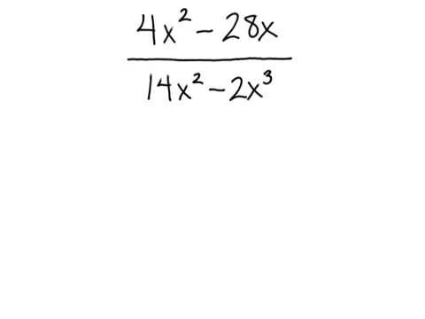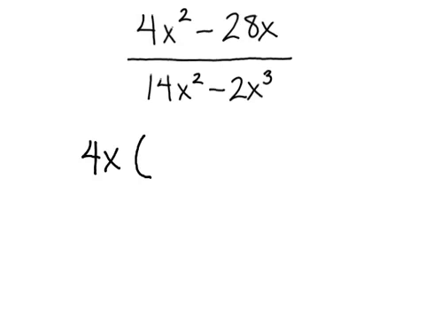So the first thing we want to do is factor everything you see, the entire top, the entire bottom. So 4x squared minus 28x, first thing we want to look for is the greatest common factor. And you notice for both of these, we can factor out a 4x. We can divide that out nicely.